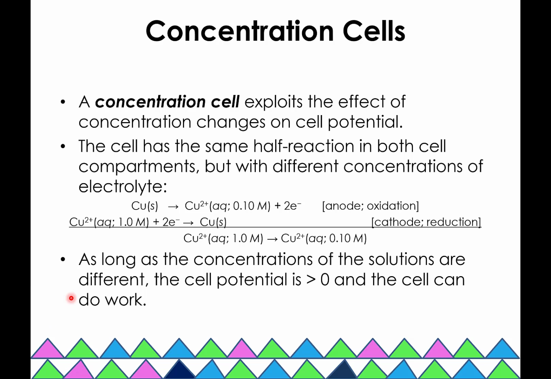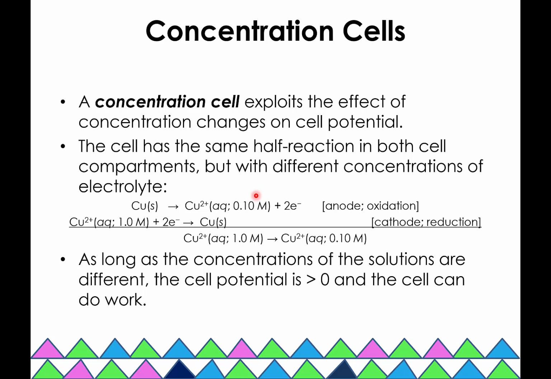Okay, finally, we need to discuss concentration cells. Concentration cells exploit the effect of concentration differences to create a cell potential. With concentration cells, you can have copper, for example, on both sides, for both the anode and the cathode. But as long as there's a concentration difference, there can be a cell potential.